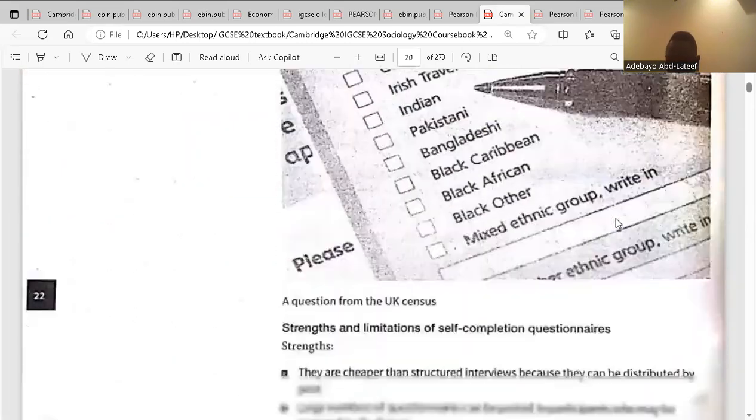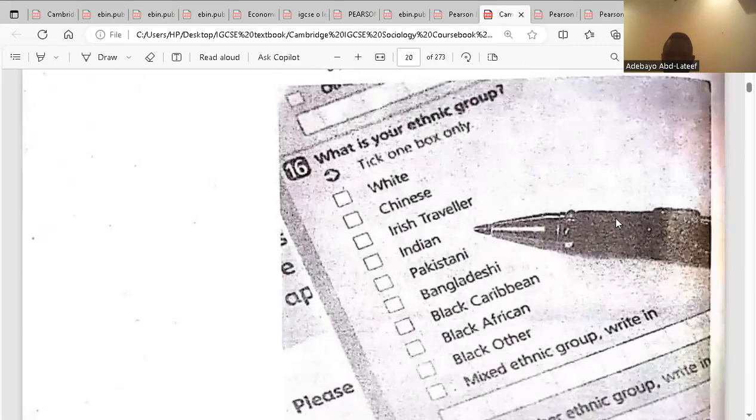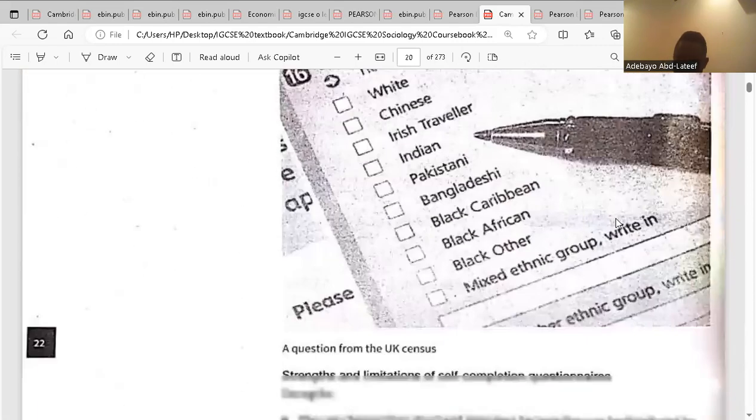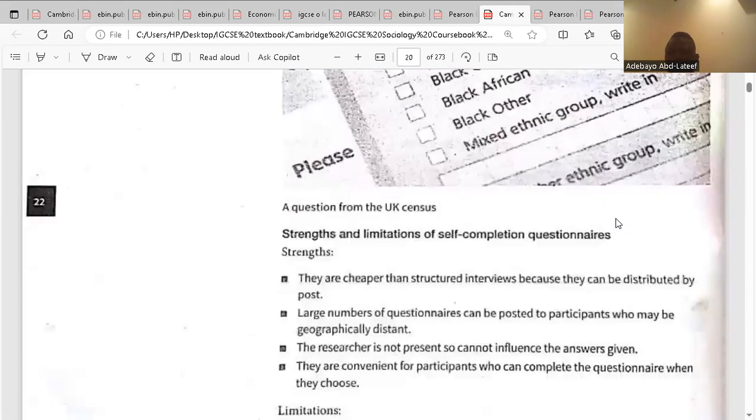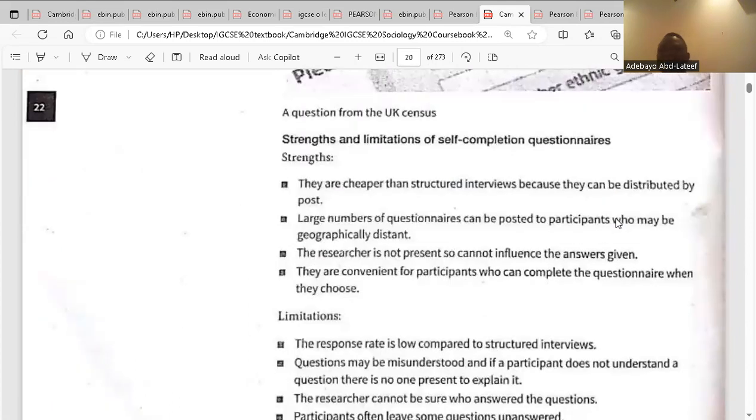So that takes us to this. This is how a questionnaire looks. You see it. Yes. So go down. Now we go to strengths and limitations of self-completion questionnaires.